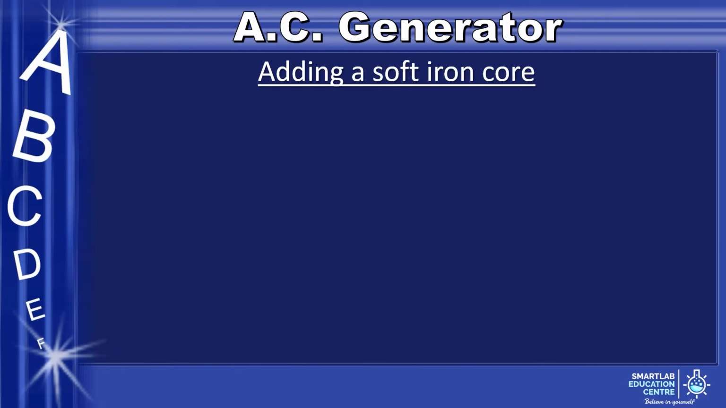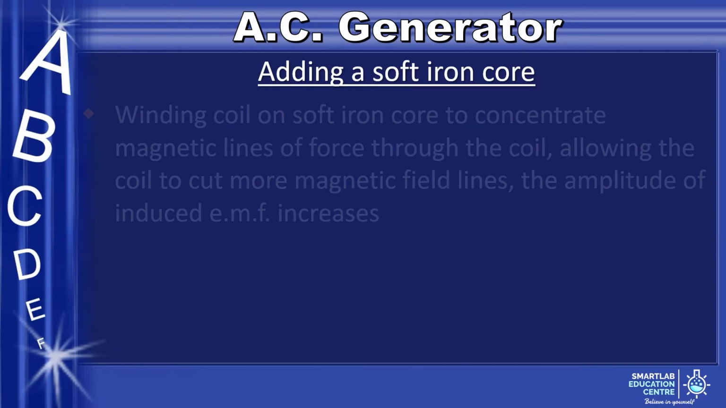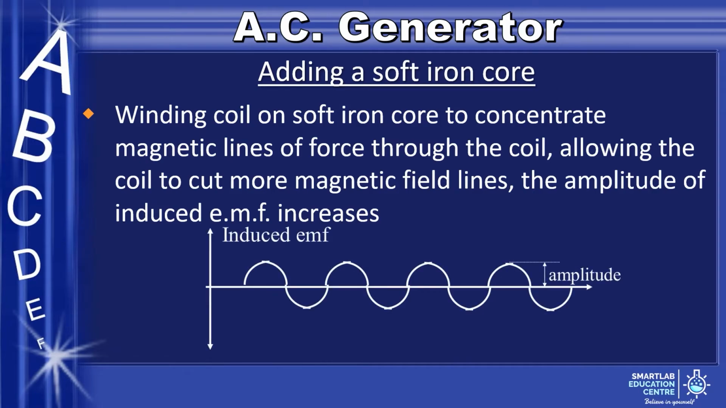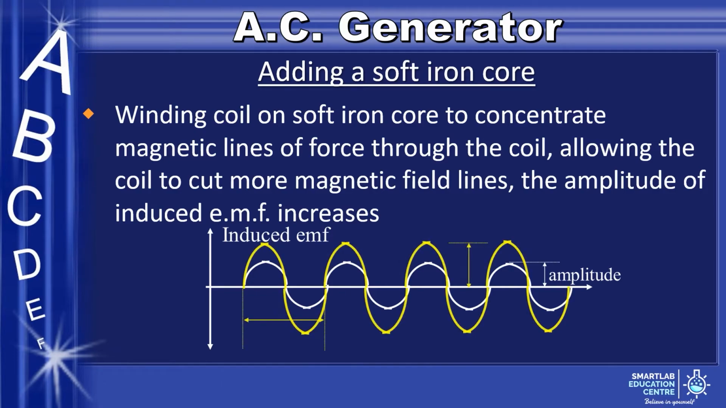Lastly, we can add a soft iron core. Winding a coil on the soft iron core concentrates the magnetic lines of force through the coil, allowing more magnetic field lines to be cut by the coil. Hence, the amplitude of the induced EMF increases as the rate of change in magnetic flux increases. Hence, it results in the following graph as shown.